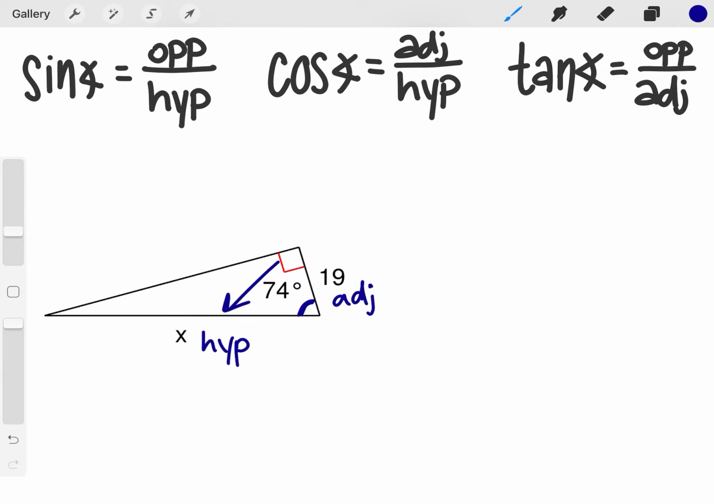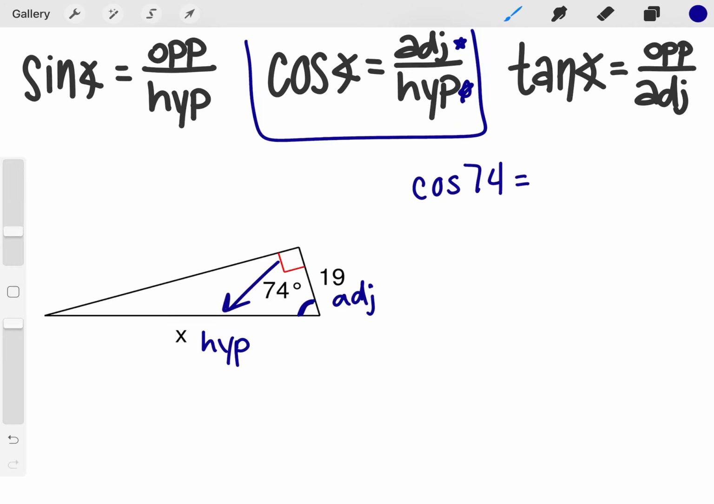Which of these three trig functions do we use when we're using the adjacent side and the hypotenuse? We should be using cosine. That uses the adjacent side and the hypotenuse. So now what I want you to do is type into the bar, what should the equation look like when you plug in all of these values? All right, it should look like cosine of 74 equals adjacent, which is 19, divided by x. Once again, x is in the denominator.